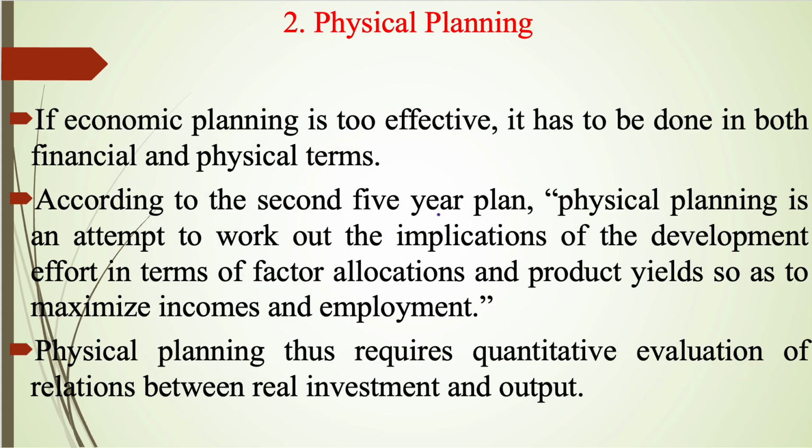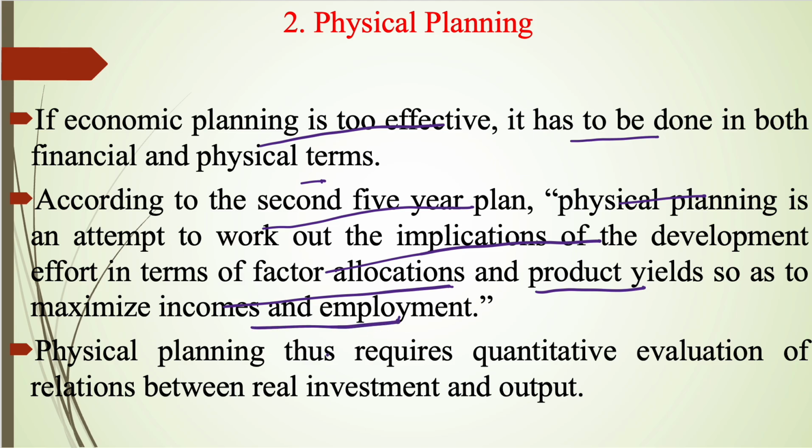Second feature is physical planning. If the economic planning is to be effective, it has to be in both financial and physical terms. According to the second 5-year plan, physical planning is an attempt to work out the implications of the development effort in terms of factor allocations and product yields so as to maximize incomes and employment. Physical planning thus requires quantitative evaluation of relations between real investment and output. So according to the second 5-year plan, physical planning is important for the development of the country with the allocation of different factors within the country.